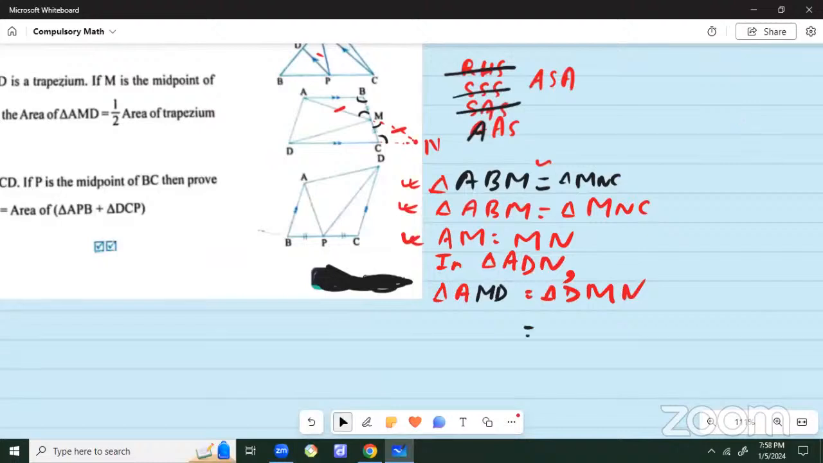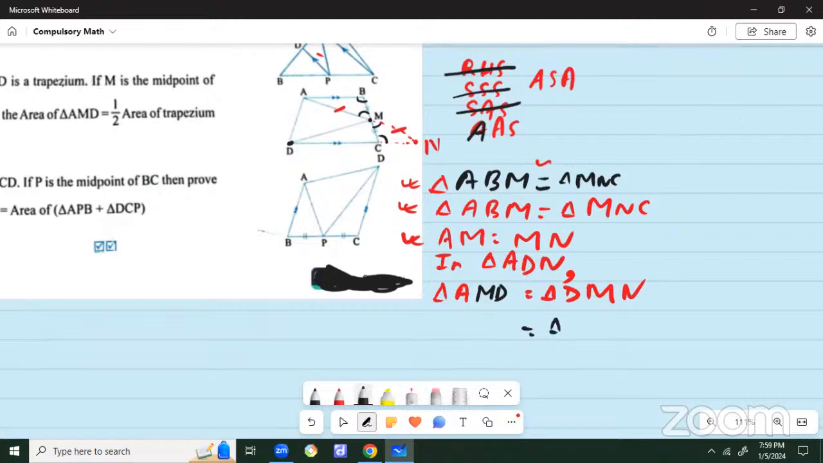And triangle ABM equals triangle DMN. We have already proved here, MNC. Okay, one second. AMD equals DMN, right?